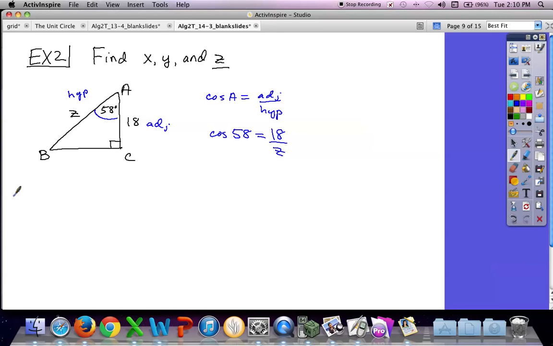How do you solve for z? Times by what? Okay, let's say multiply by z accomplishes this, right? At least it gets the z up here in the numerator, and then you still have to solve for it. What do I do? Yeah, there's a multiply going on between the z and the cosine of 58. So we've got to divide by the cosine of 58.